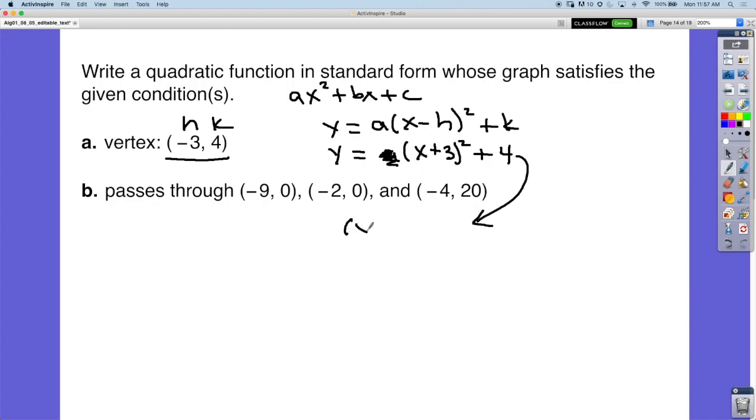X plus 3 quantity squared plus 4. Okay, this is a perfect square trinomial. When I multiply it out, it comes out to be x squared plus 6x plus 9 plus 4. I collect like terms. X squared plus 6x plus 13.